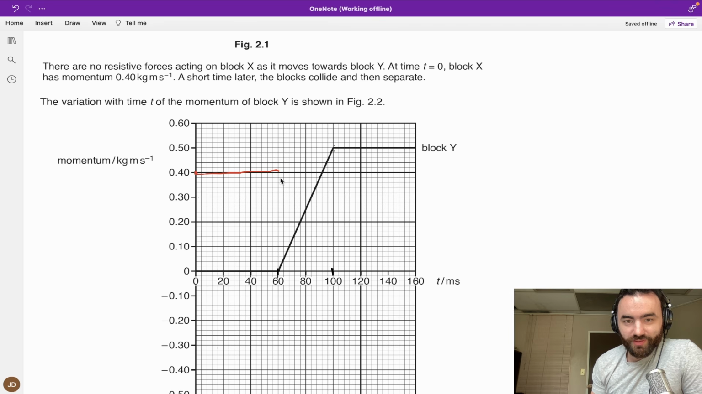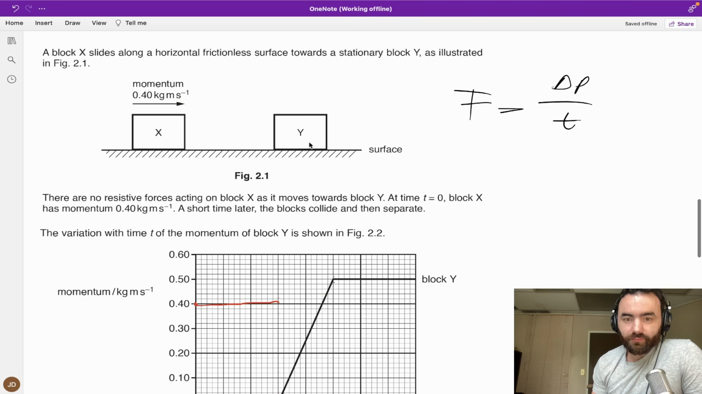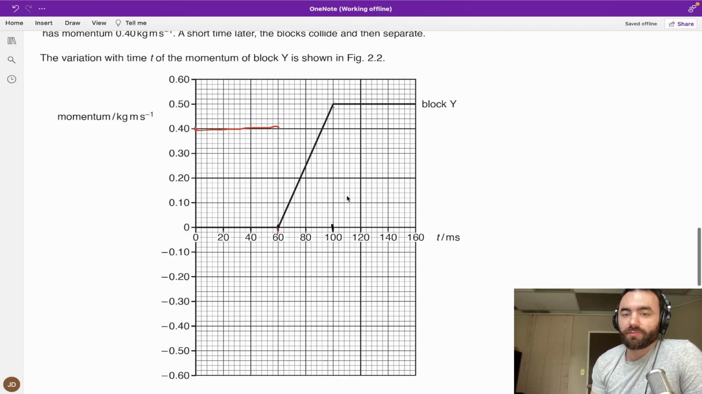Apologies for the drawing. Up till 60, this is 60. It then will begin to decrease its momentum because it's transferring all its momentum to block Y. It will decrease it to minus 0.10.